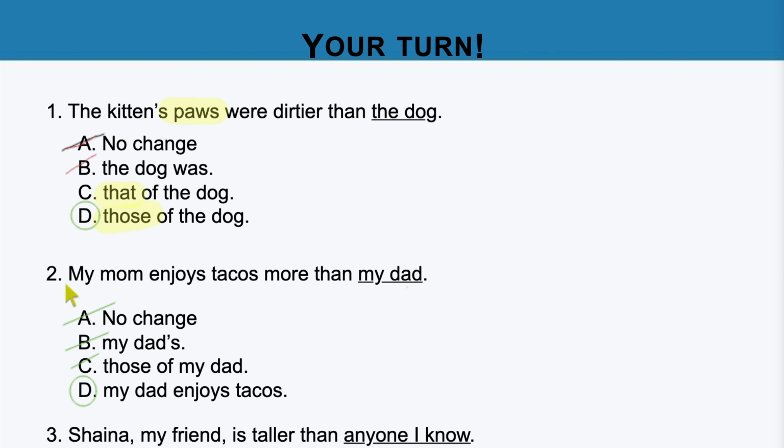So choice D, my mom enjoys tacos more than my dad enjoys tacos. Even though it's the wordiest, it's the only one that tells us explicitly what it is that she enjoys, and there's no confusion. We know that she's not saying she enjoys tacos more than she enjoys my dad. Does that make sense?